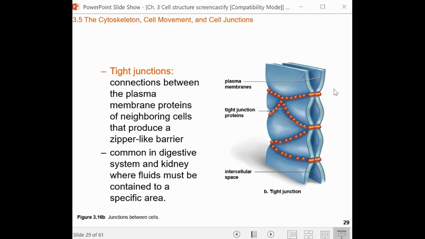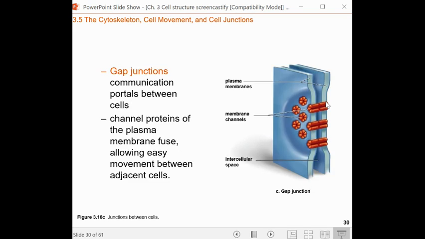Tight junctions are used where you don't want any leakage to occur. You can see these are sealed together really nicely using these very tight protein junctions. It's almost like a zipper-like barrier. Again, we use it where you don't want leaking to occur. Places like the kidney, the digestive system. It's not necessarily going to have a lot of physical stress, but you want to have a nice tight seal.